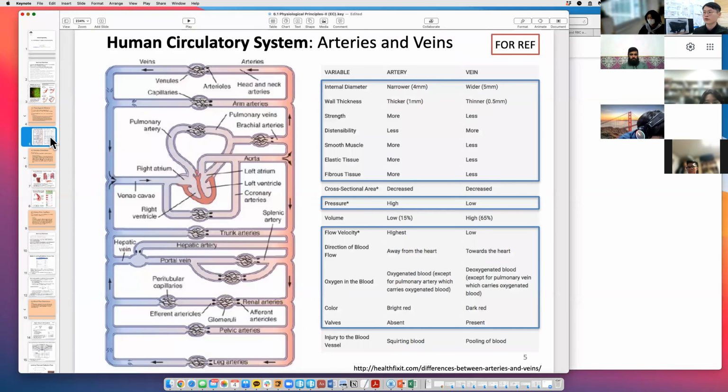Okay, let's move on to the human circulatory system. I guess you've already seen this, but I just want to point out in this kind of diagram, you can see the liver, very interesting: the hepatic vein, and there's a gut, there's a portal vein and hepatic artery, which mix together inside the liver and through the liver sinuses, and they drain out to the hepatic vein.